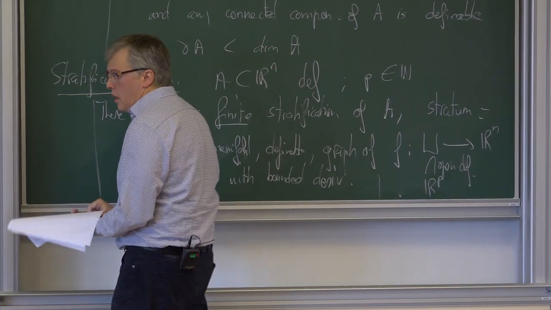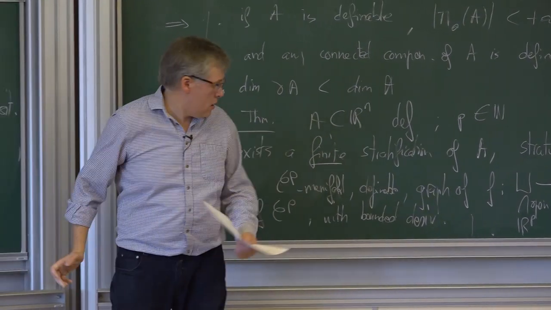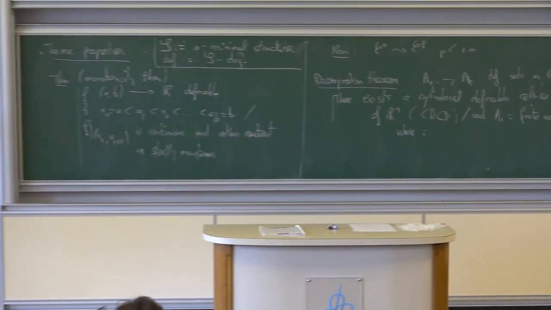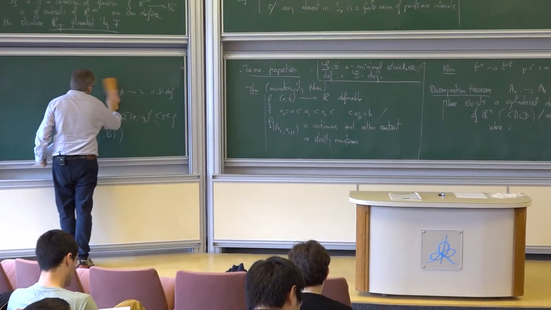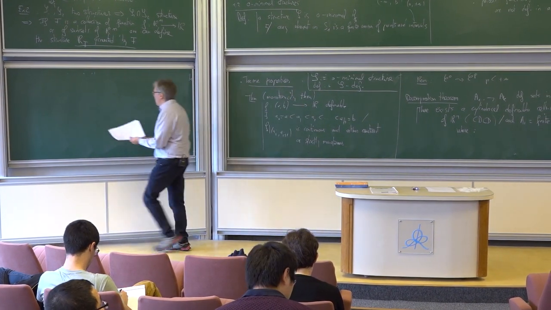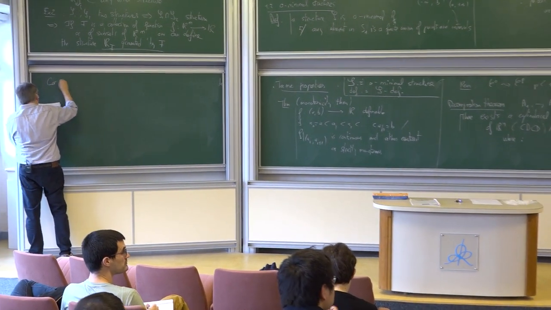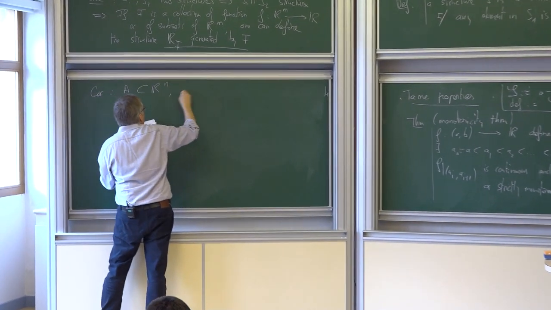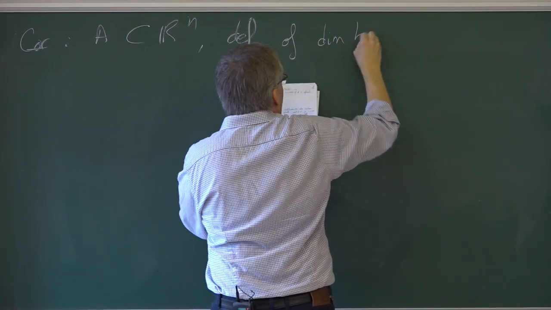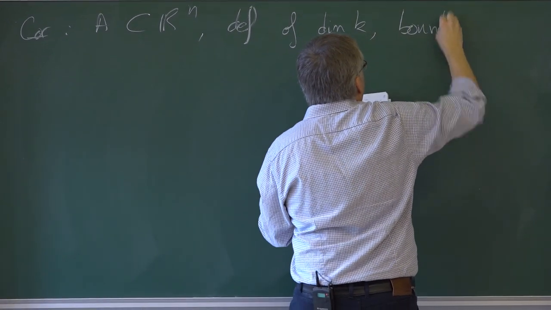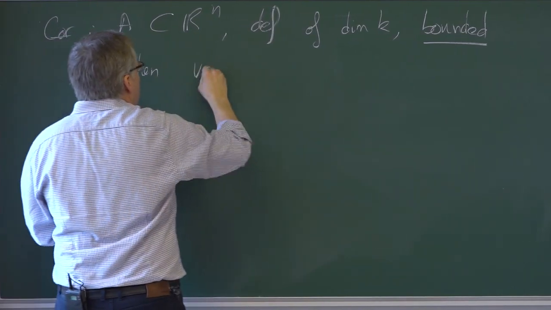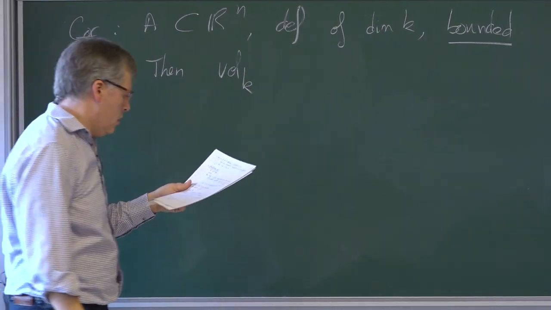And in particular, and I will use that later, the corollary of this stratification theorem tells you that if you have A in R^n, which is definable in some o-minimal structure and of dimension k, and which is bounded in R^n, then the k-dimensional Euclidean volume of A is finite.